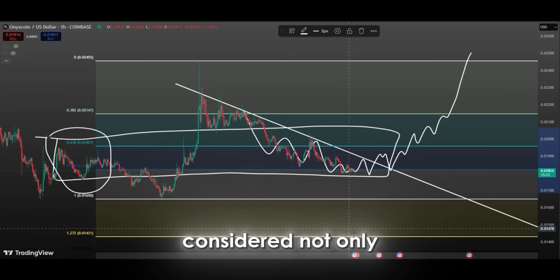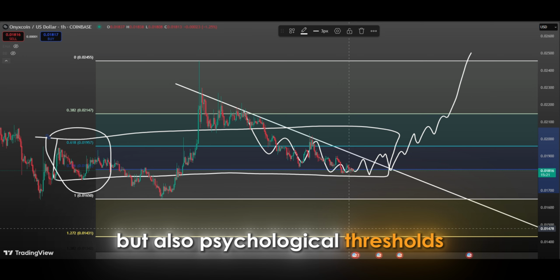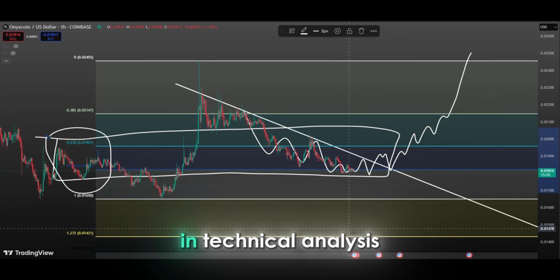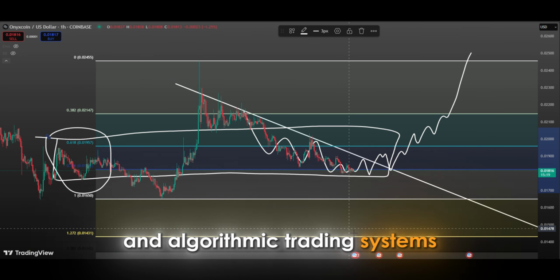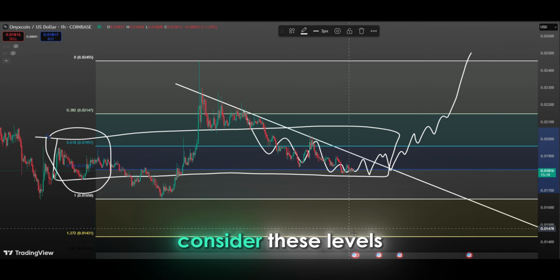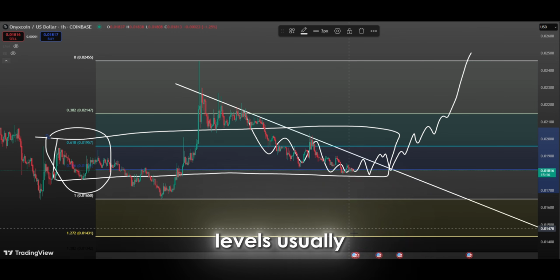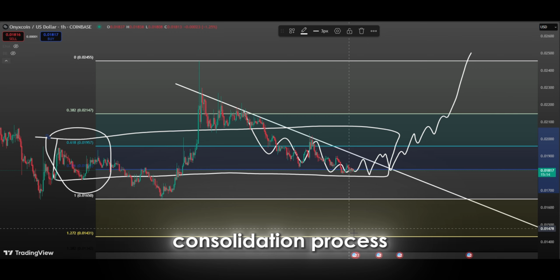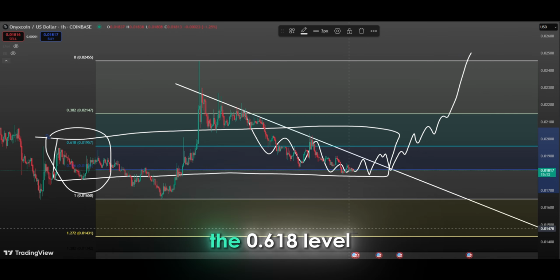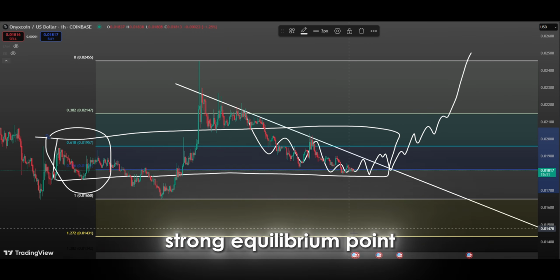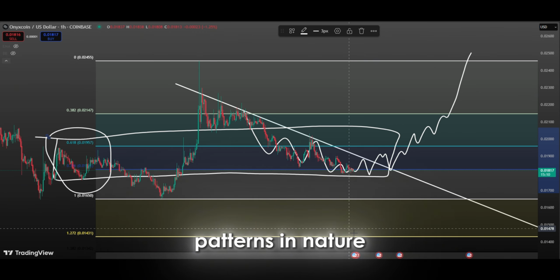These ratios are considered not only statistical levels, but also psychological thresholds in technical analysis. This means that many traders and algorithmic trading systems consider these levels as both support and reversal areas. Pullbacks to these levels usually either meet strong support or turn into a short-term consolidation process. The 0.618 level in particular is known as the golden ratio, and is a strong equilibrium point in financial markets, as in many patterns in nature.